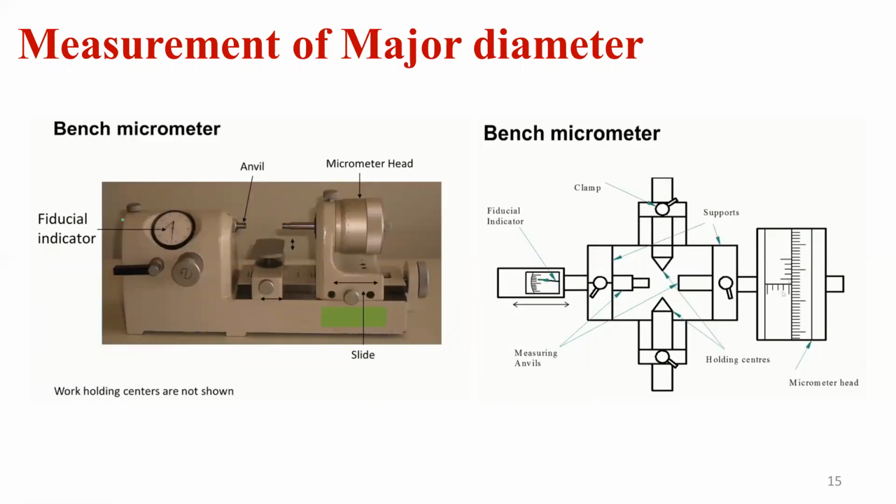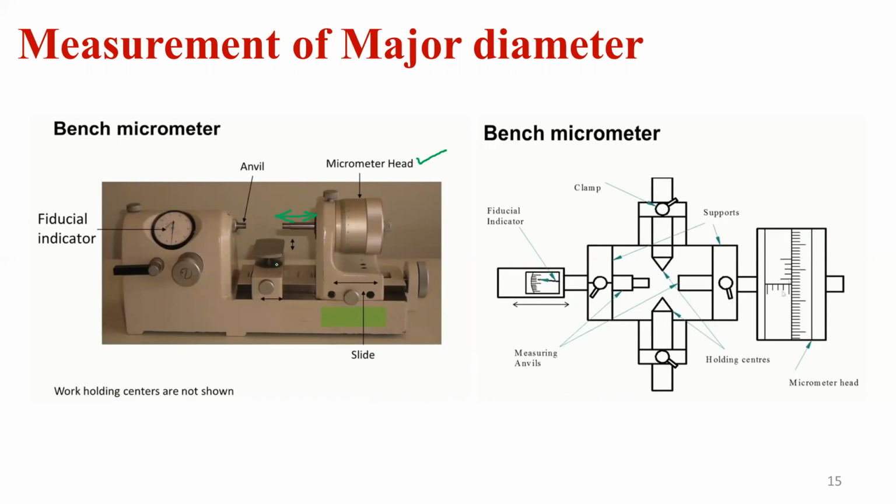This photograph shows the bench micrometer. It consists of a sturdy cast iron base. On the sturdy cast iron base, on one end we have the slide, which can slide along the length of the bed, and which houses the large diameter micrometer head, which has the anvil. This anvil or spindle can move in and out by rotating the micrometer head.